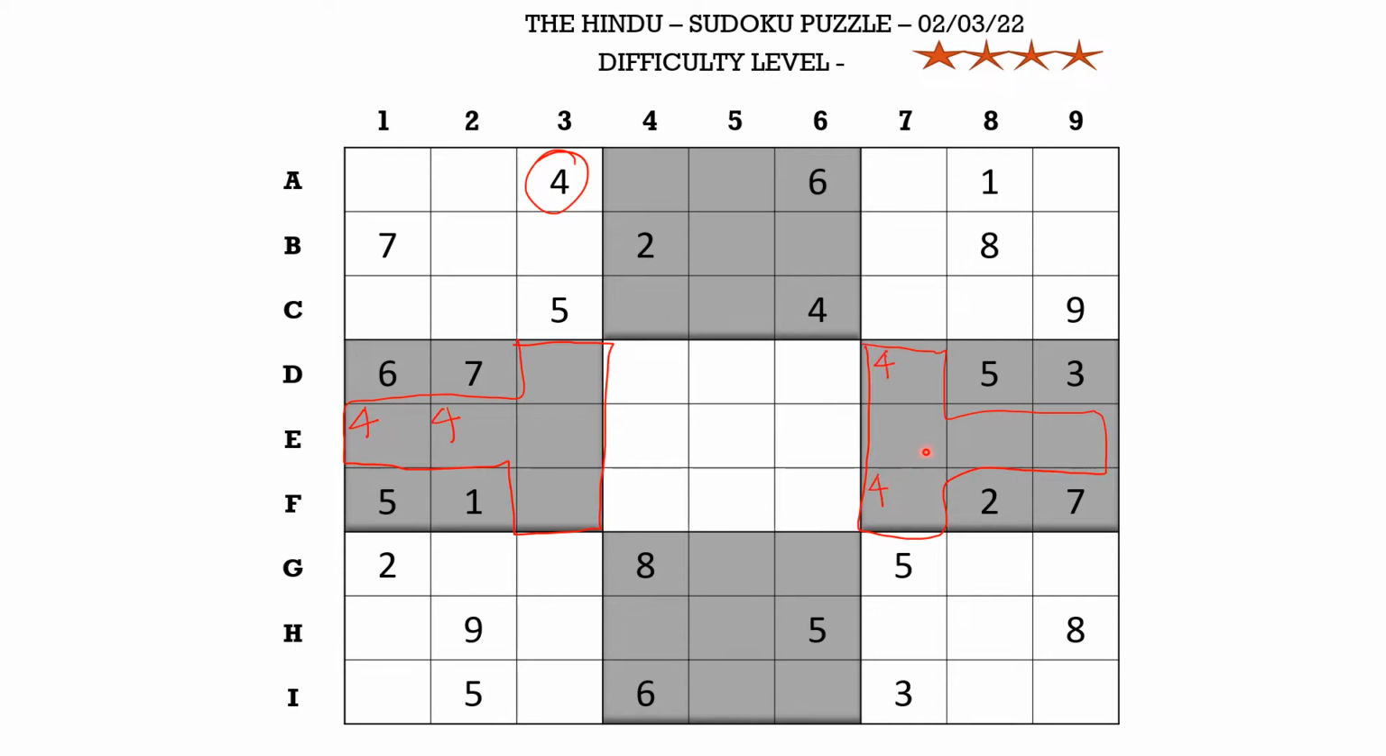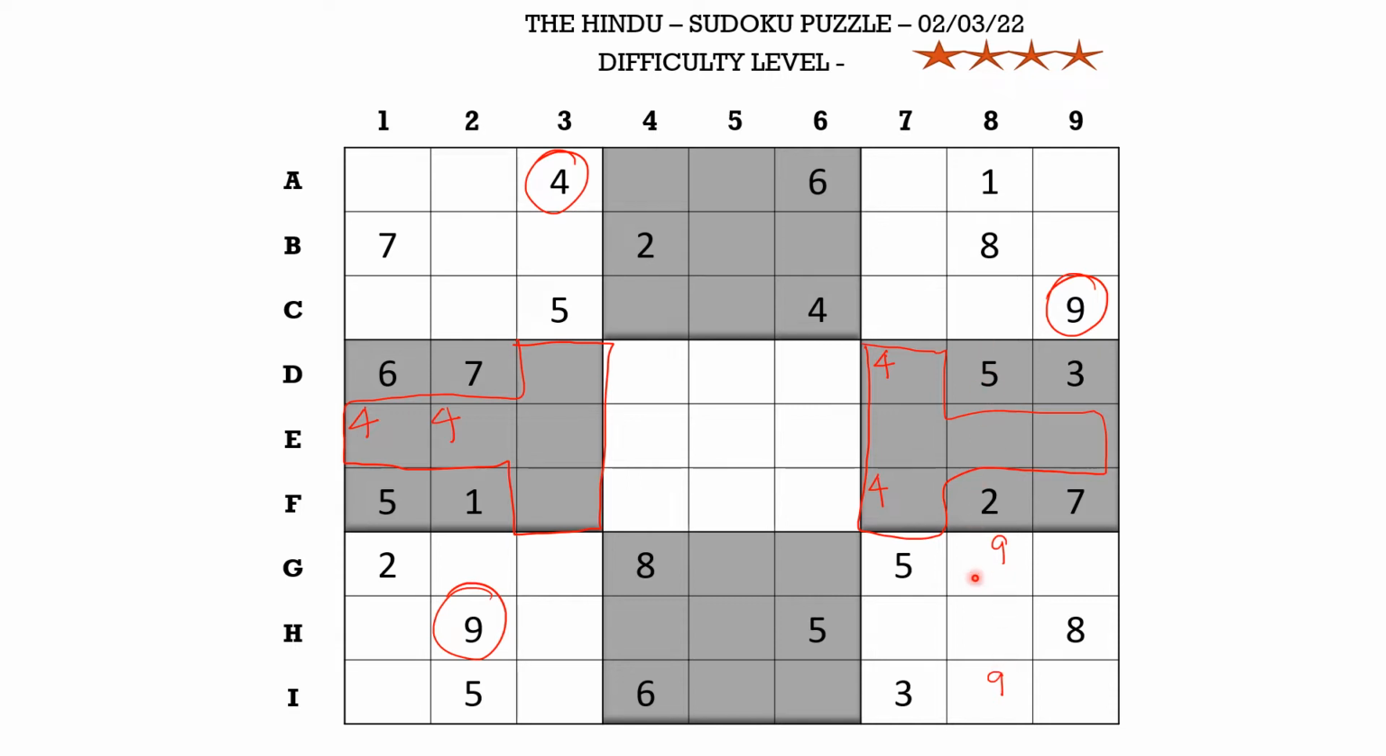Now similarly you have here 9 which blocks these 2 cells here, and there is a 9 here in H row which blocks these 2 cells. So 9 goes in one of these 2 cells.